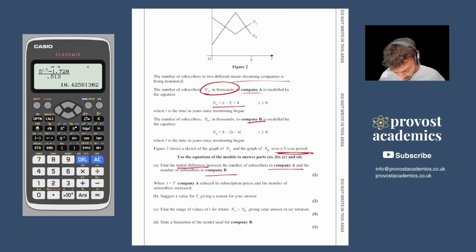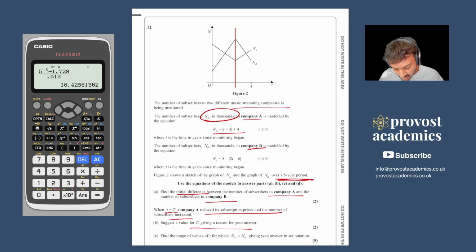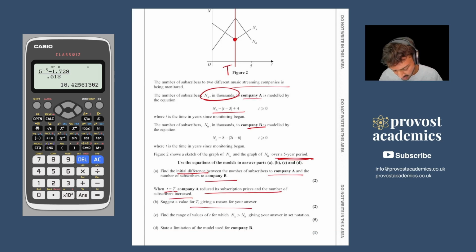Right. So when t equals capital T, company A reduces subscription prices and the subscribers increase. So just the value for T. Looking at T, it seems coincidence that they decrease the prices. So this is the one that's A. It only really makes sense for them to decrease the price at this specific time because that's capital T. It only makes sense to be that time because that's when it dips the lowest and then it goes up, presumably because they've decreased the prices.